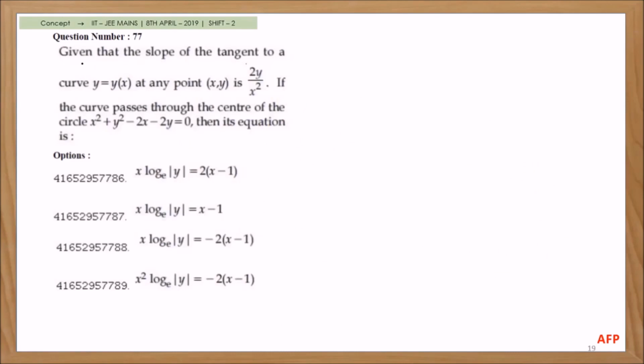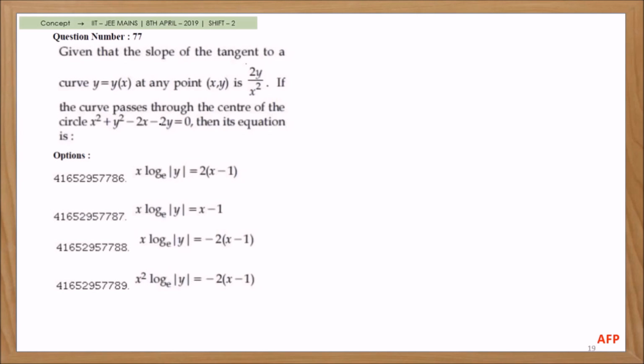Next problem, given that the slope of a tangent to the curve y is equal to y of x at any point x comma y is 2y divided by x square, and the curve passes through the center of the circle, and its equation of a curve we are supposed to find.